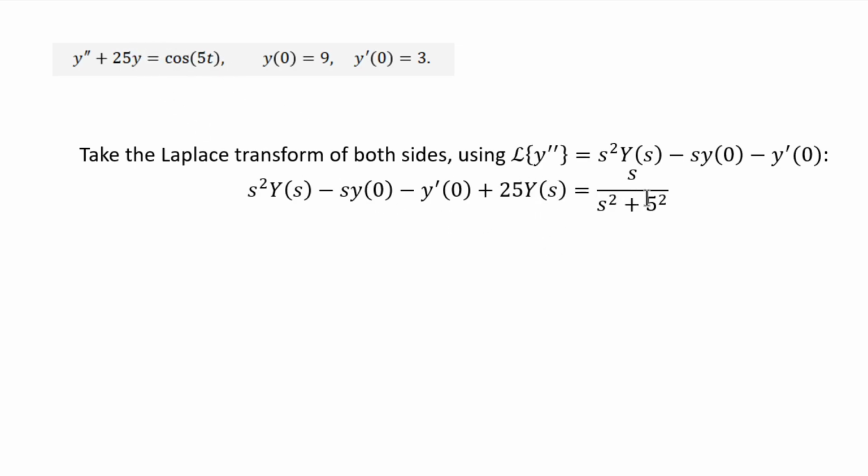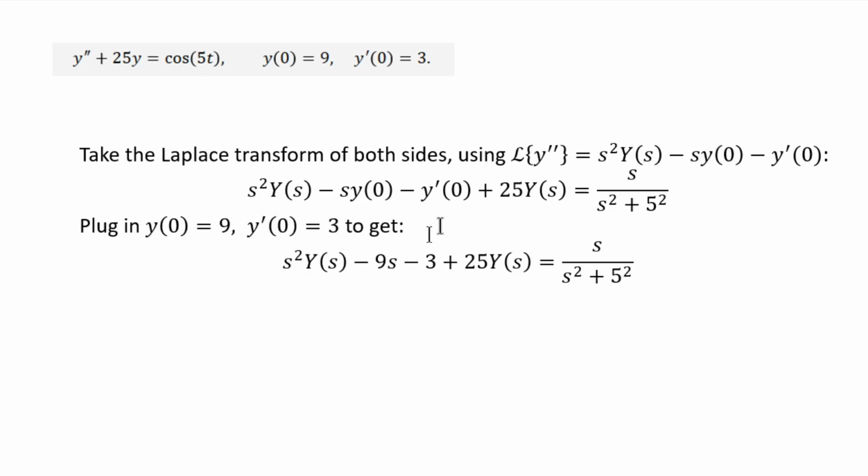On the right side, you can consult the table of Laplace transforms to say that it's s over s squared plus 5 squared. Now, plug in the initial conditions 9 and 3, so this will become 9s and this will be just 3. Collect the Y of s together, so it's s squared plus 25 times Y of s, and then move the 9s and 3 to the other side. Make sure that your signs change.